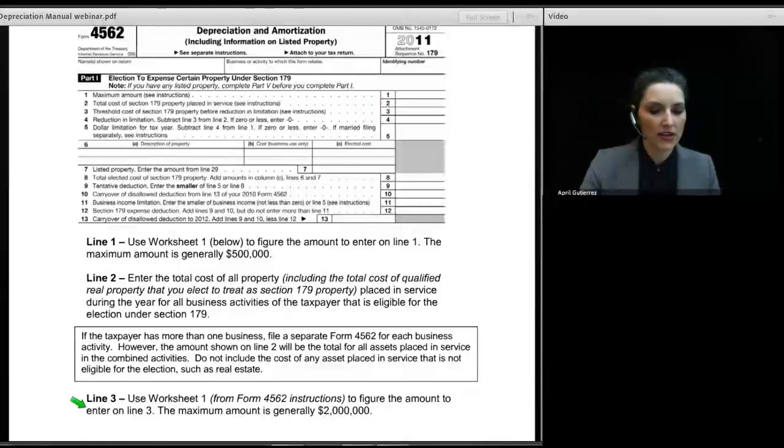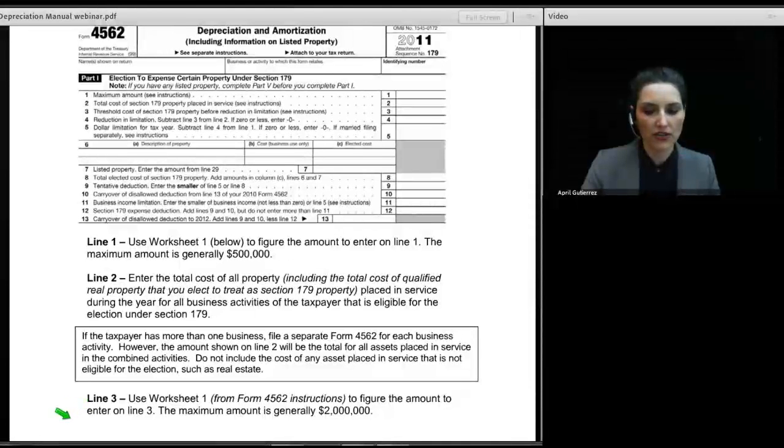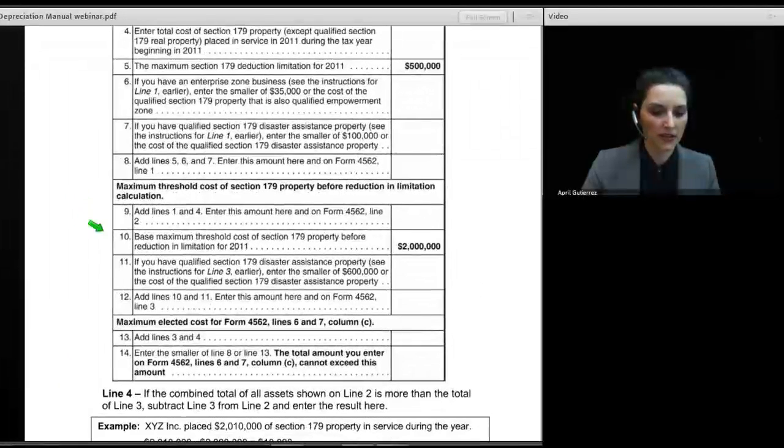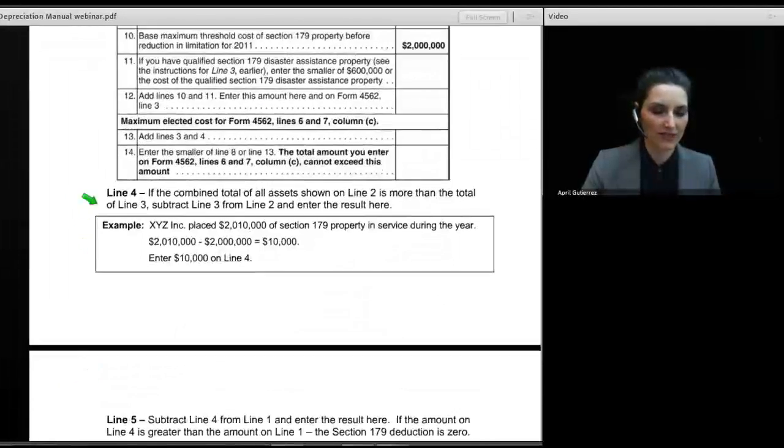Then on line 3, we're going to use a worksheet from the Form 4562 instructions to figure out the amount to enter. Figuring out your true threshold cost of Section 179 property can take a little bit of calculation, so there is a worksheet to do that, and that's what we have here, the maximum threshold cost. I'm not going to read the worksheet to you, but there it is. Line 4: if the combined total of all assets shown on line 2 is more than the total on line 3, subtract line 3 from line 2 and enter the result here.